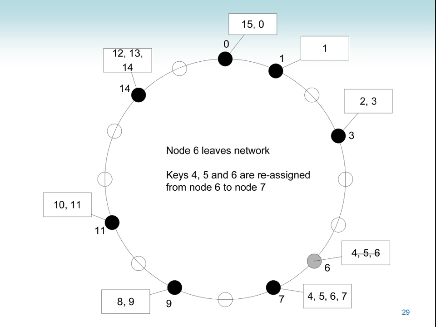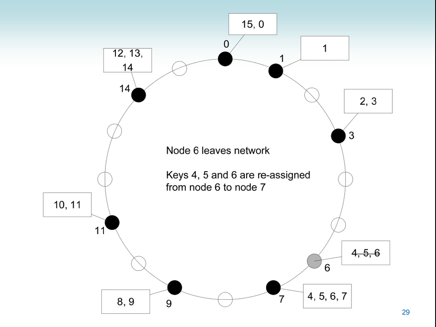When node 6 was in the network, it managed keys 6, 5 and 4 because nodes 4 and 5 didn't exist. 3 did. But 6 leaves the network, so now 7, which prior to 6 leaving managed key 7 only, now needs to manage keys 4, 5, 6 and 7, because 4, 5 and 6 are no longer in the network. So again, a node leaving the network, we need to update the keys for the successor node.